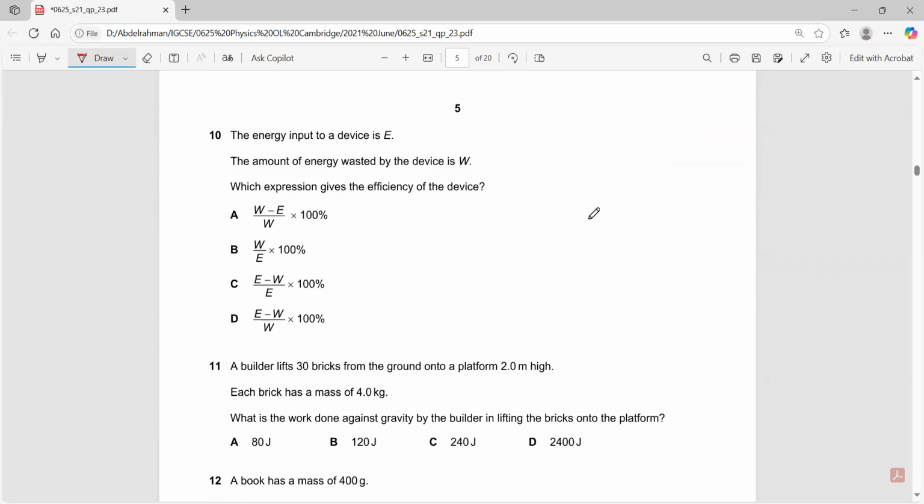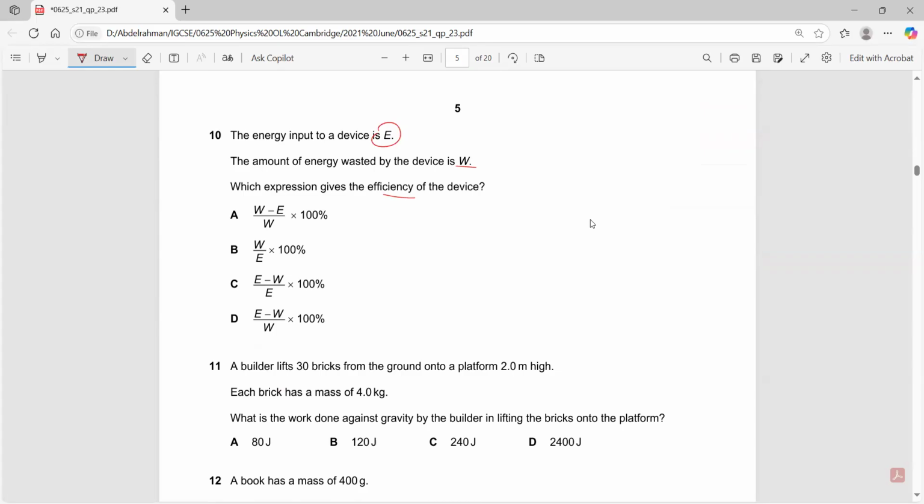The energy input to a device is E. The amount of energy wasted is W. Which expression gives the efficiency of the device? Can I find the efficiency? Yes, it is the useful output over the total input.